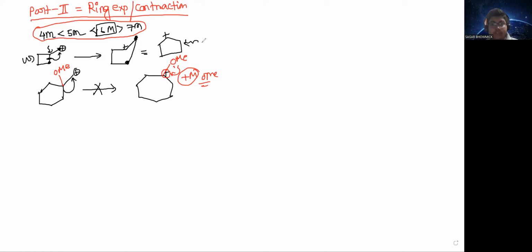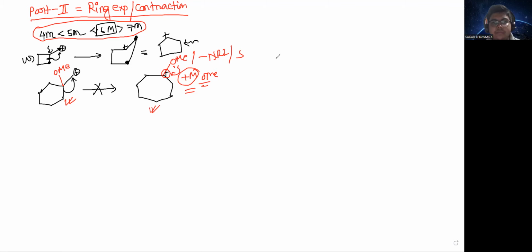But the reverse can also occur, from a more stable ring. That is, a less stable ring can be formed if the carbocation gets plus M stabilization, from a lone pair containing group like NR2, sulfur, etc. So only in these cases, plus M effect will lead to this opposite phenomenon.